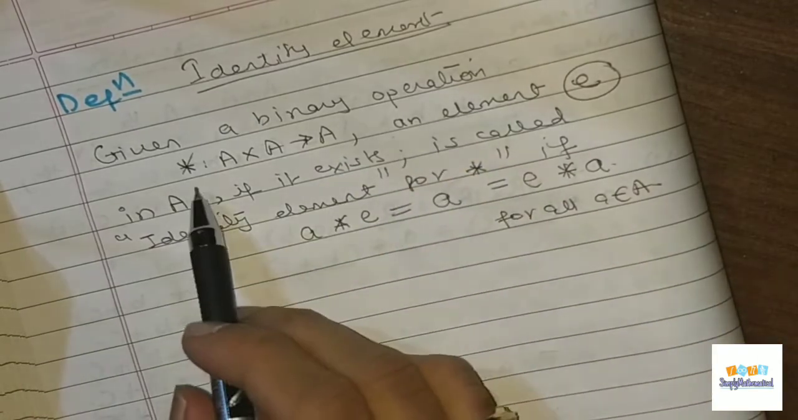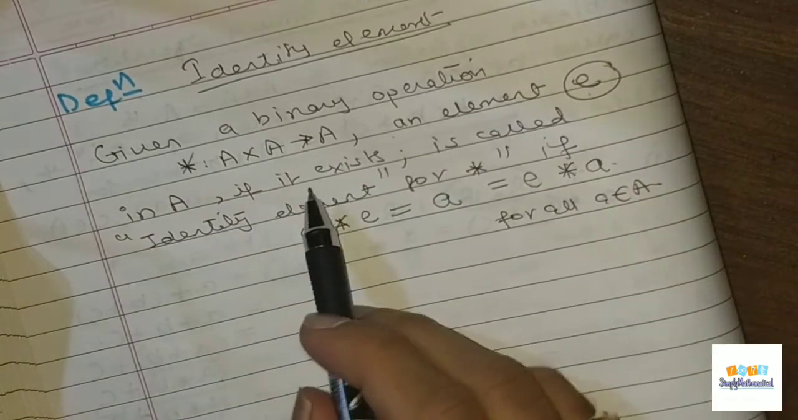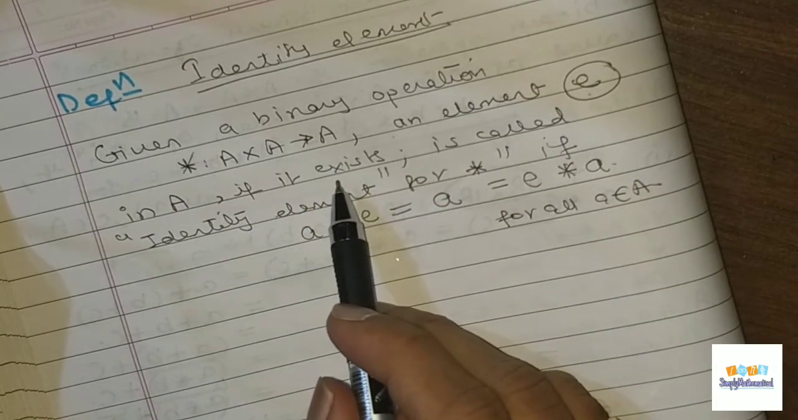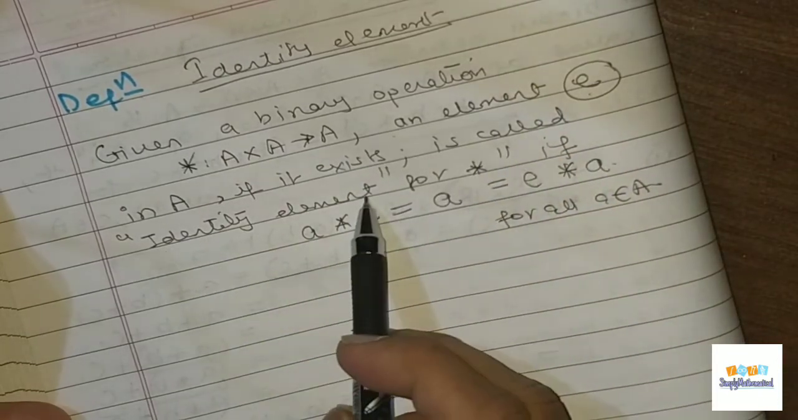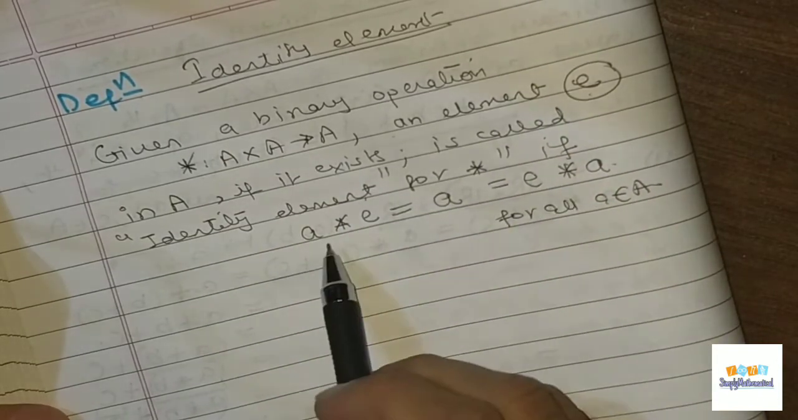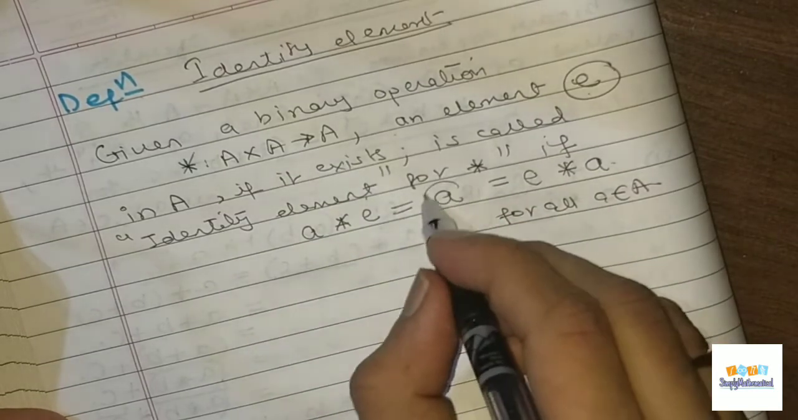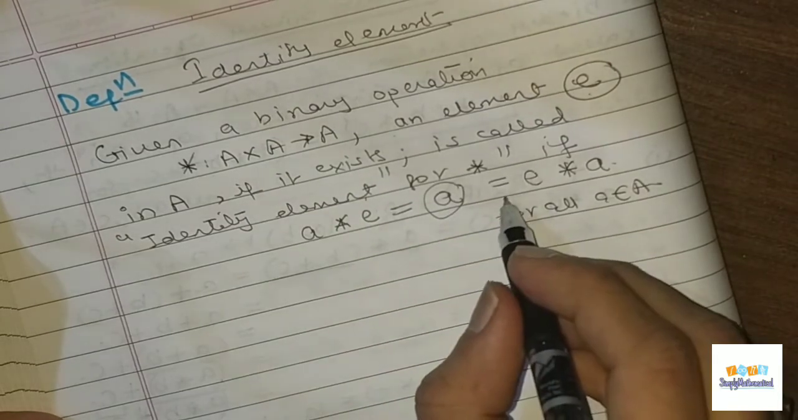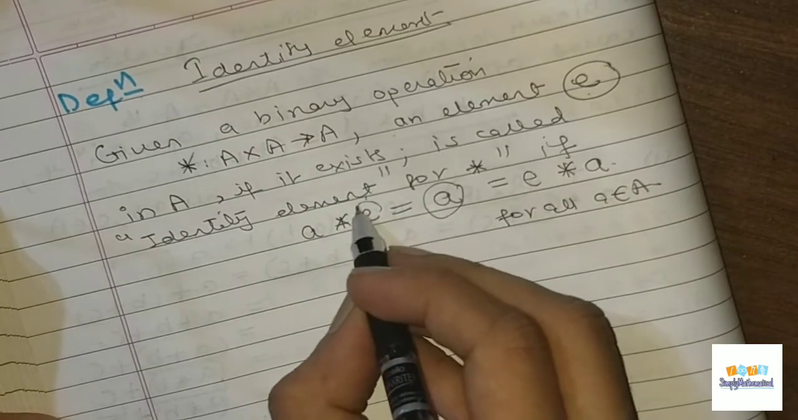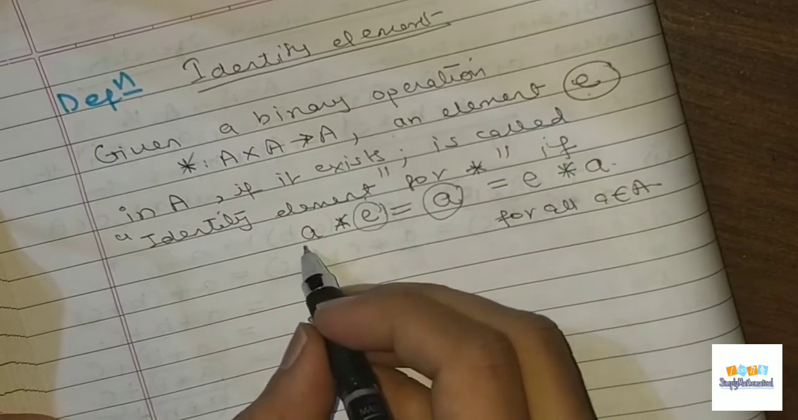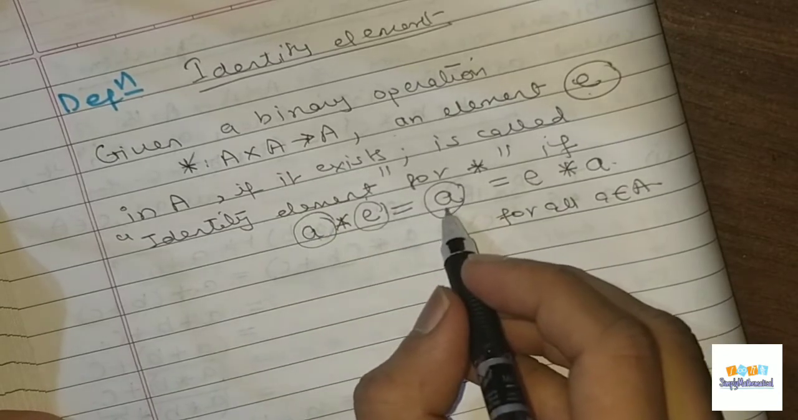So given a binary operation star from A cross A to A, an element E in A, if it exists. Sometimes for the operation star the element E may not exist. It is called the identity element for star if A star E is equal to A, which should also be equal to E star A.